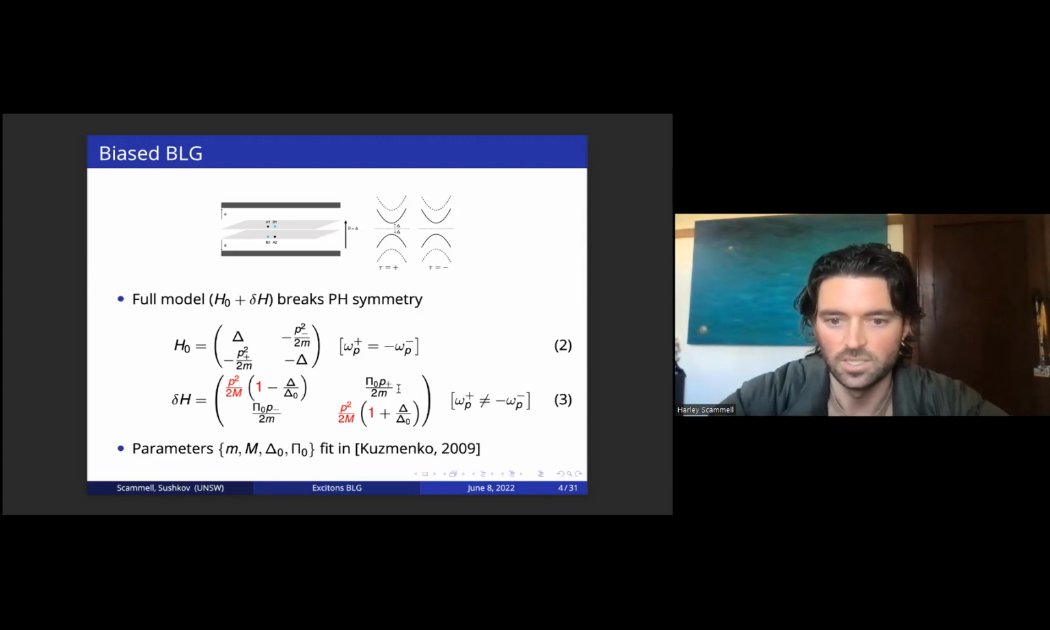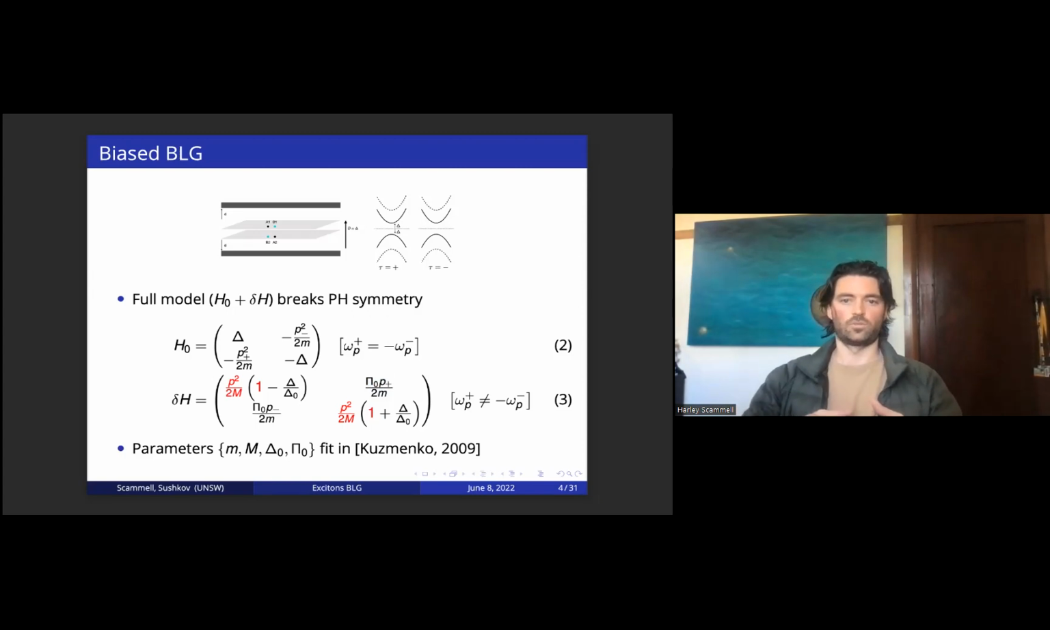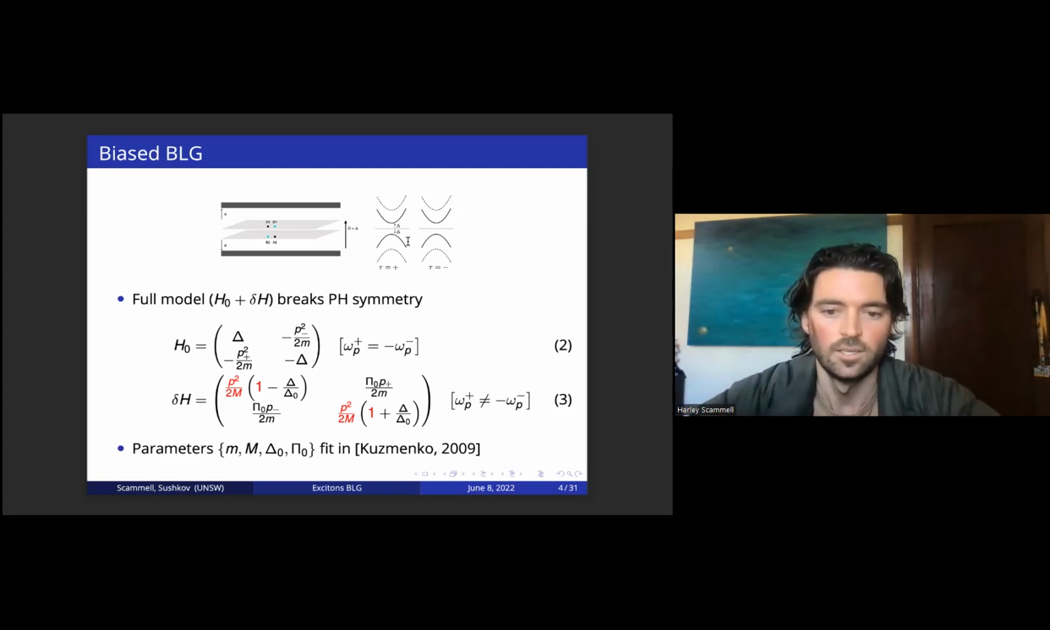And then the final term is the trigonal warping, which is off diagonal. So if you put the chemical potential somewhere in the conduction or valence band, up until now the Fermi surface was perfectly circular, but with these terms you break this down to a threefold rotational symmetry. So it's trigonal.